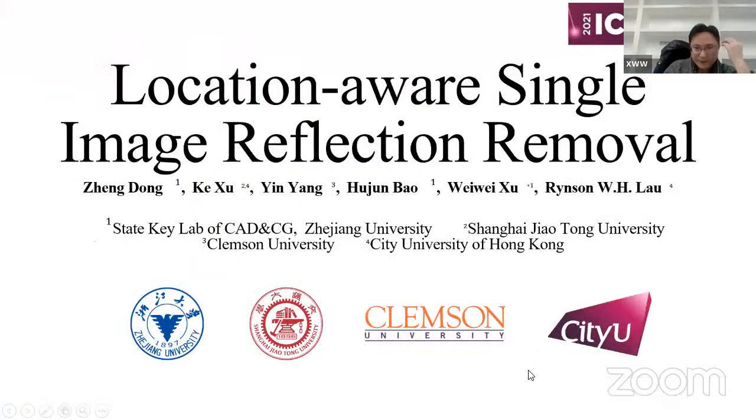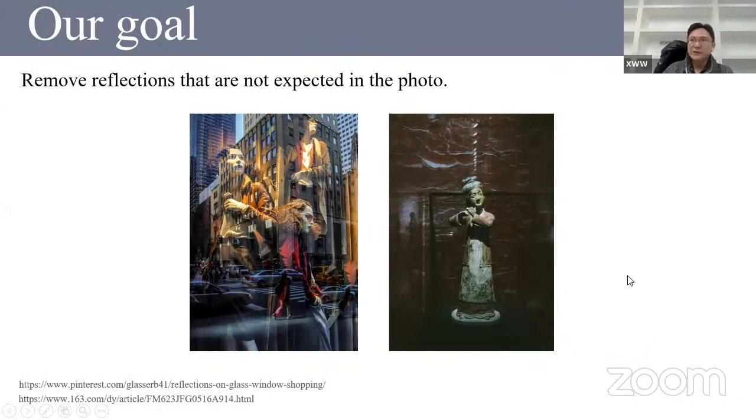So in the following, I will introduce our network on reflection removal, called location-aware single image reflection removal. It was published last year at ECCV. In the previous work, we used multiple images to render the indoor scenes with reflections, but in a lot of situations, we might take photos from behind the glass. So there may be very strong reflections on the glass, and we want to remove such reflections.